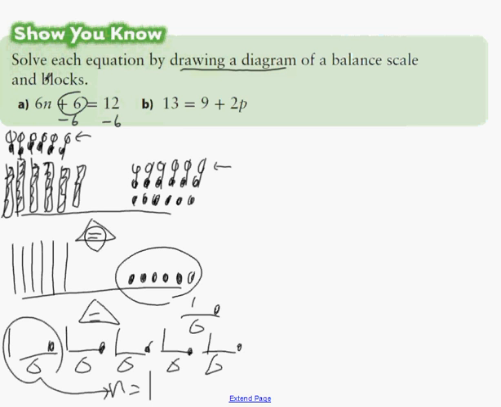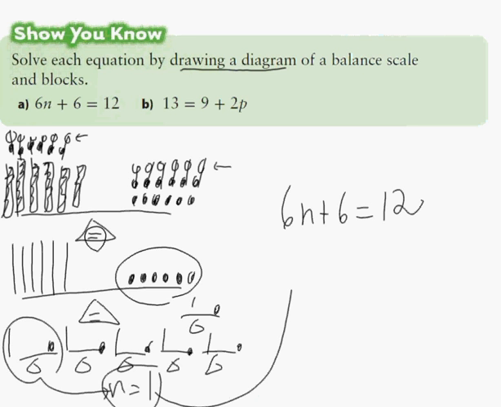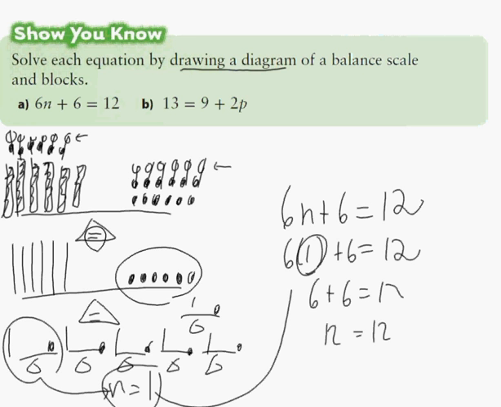And I could check to see if that solution is correct by going back into my original equation, which was 6n plus 6 equals 12, and substitute that n value of 1 into my equation. So instead of saying 6 times n, I'm going to say 6 times 1 plus 6. And if both sides are equal, then that's the solution. Simplify it. And I have 12 equals 12. So n is 1 in that solution.